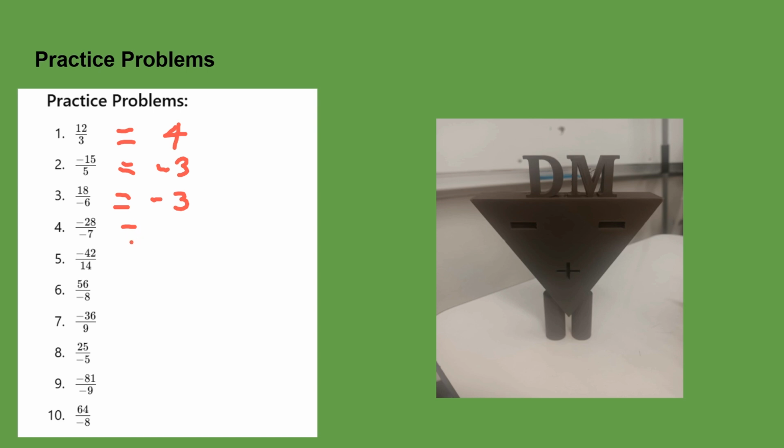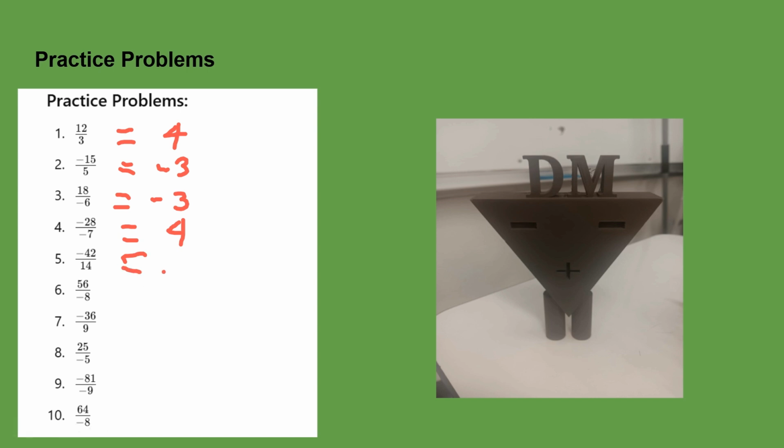Next, how about this? Negative 28 divided by negative 7. Of course, the answer is 4. The answer is 4 because, remember, you can use Mr. Dorito Man's eyes: negative divided by negative will give us an answer of positive. So negative 28 divided by negative 7 will give us an answer of 4.